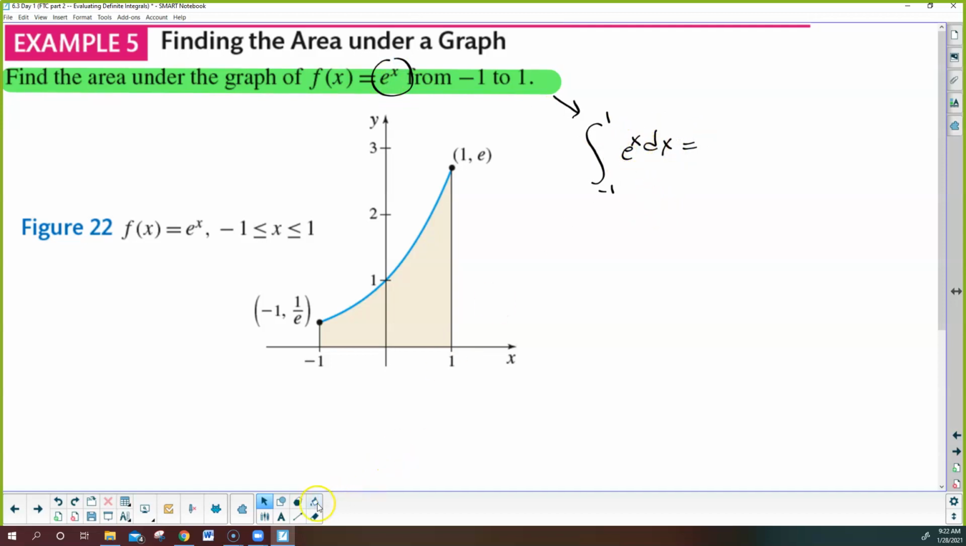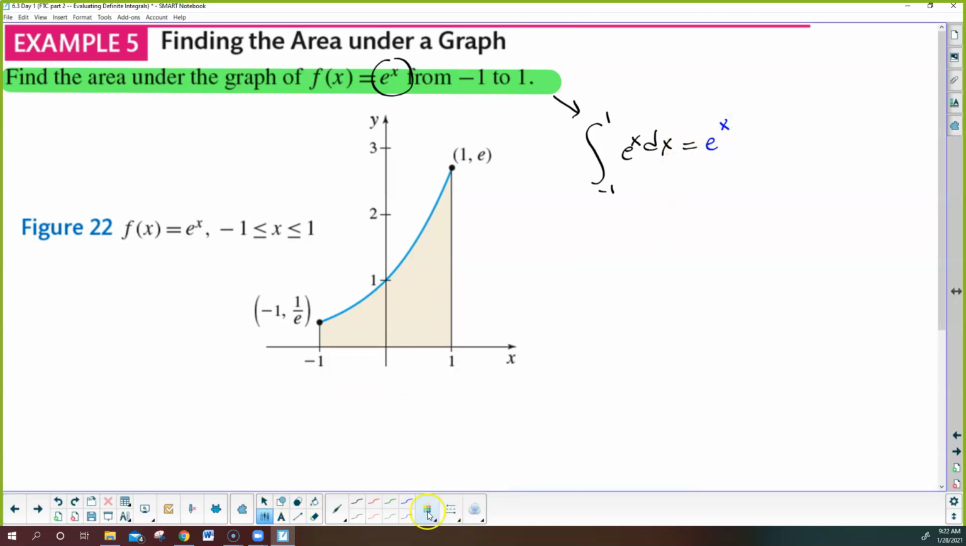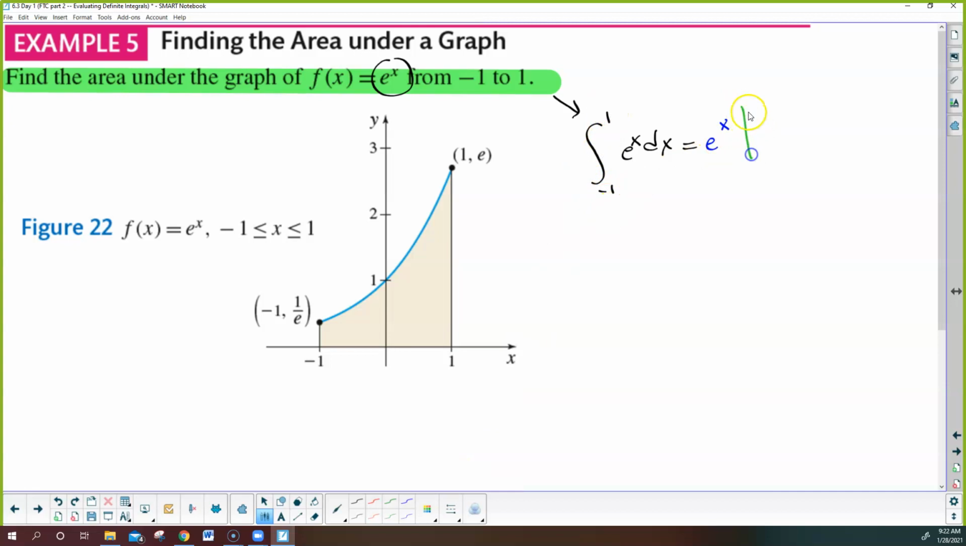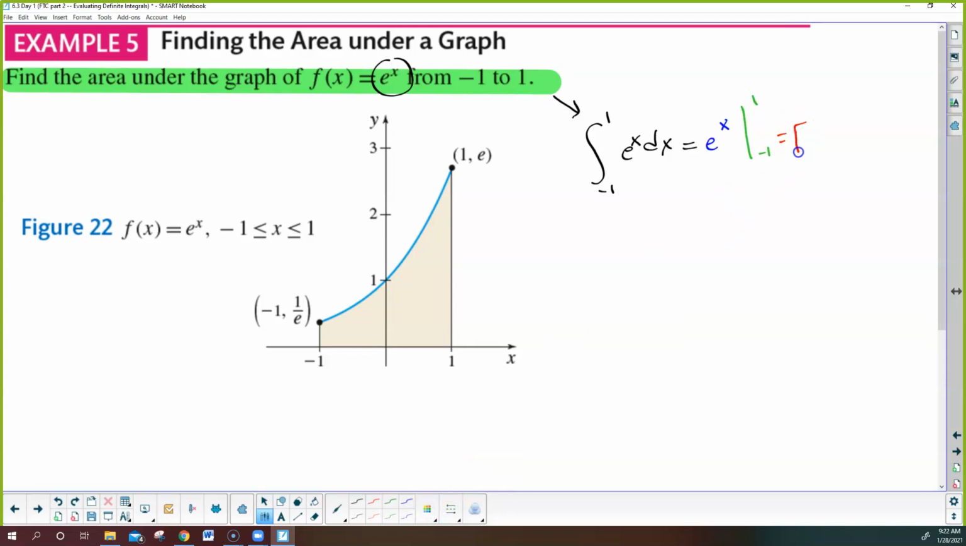Now watch how fast this is. What's the antiderivative of e to the x? So whose derivative gives me e to the x? That's e to the x. Because we have bounds, we don't put the plus c anymore. So now I'm going to evaluate from negative 1 to 1. And then what do we do? Well, I've got two things. I've got the upper bound minus the lower bound. It's always the upper bound. So e to the first power minus e to the negative 1. And this is e minus 1 over e. And that's as far as I can go.